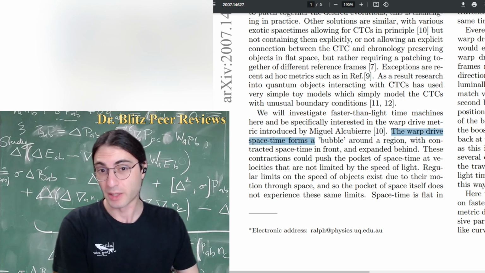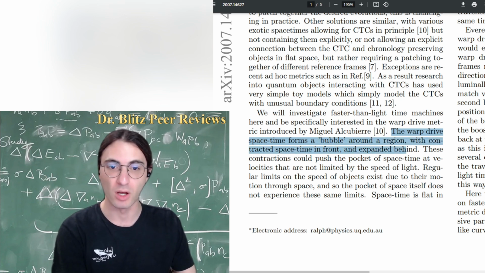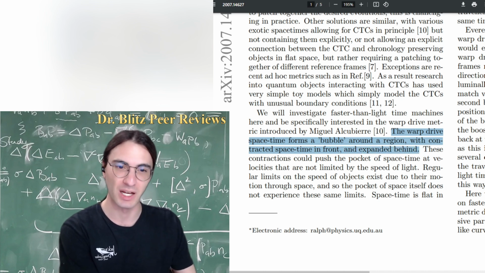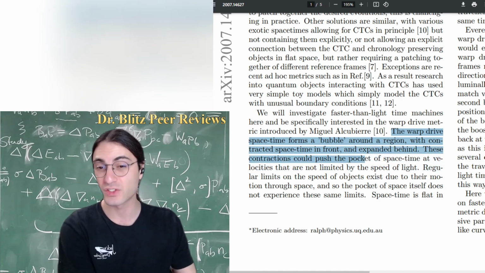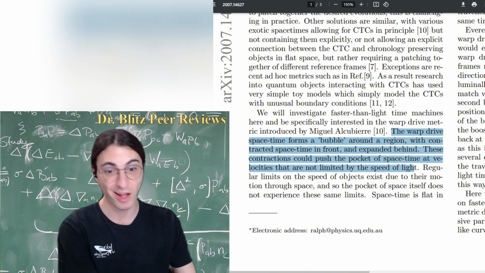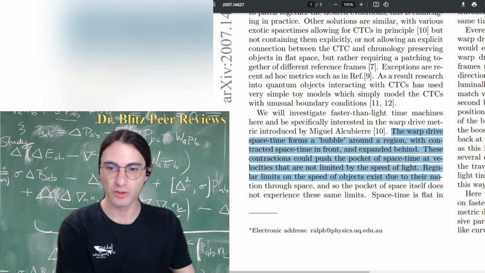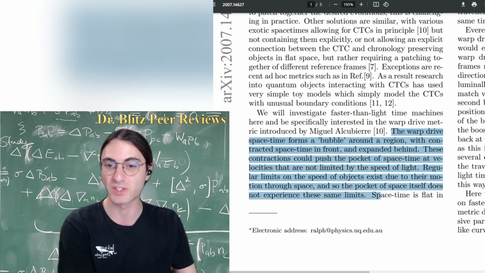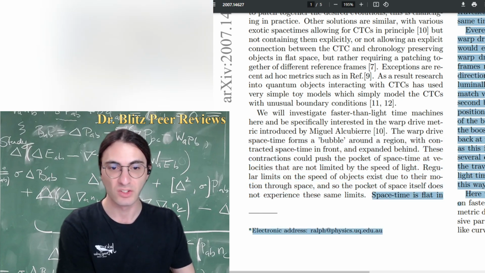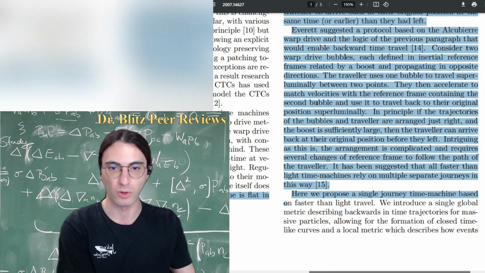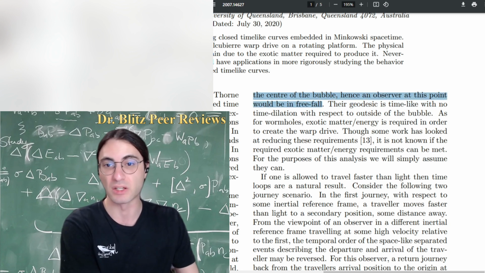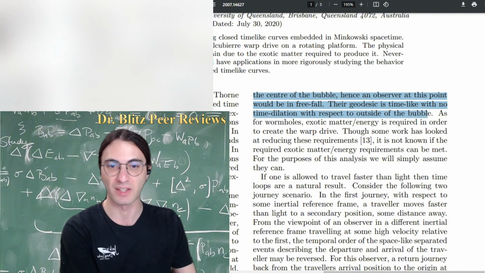The warp drive spacetime forms a bubble around a region with contracted spacetime in front and expanded behind. These contractions could push the pocket of spacetime at velocities that are not limited by the speed of light. Regular limits on the speed of objects exist due to their motion through space, and so the pocket of space itself does not experience those same limits. Spacetime is flat at the center of the bubble, hence an observer at this point would be in free fall. Their geodesic is time-like with no time dilation with respect to outside of the bubble.